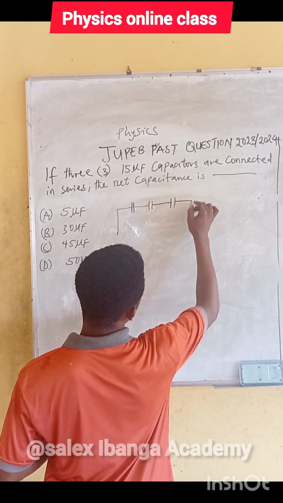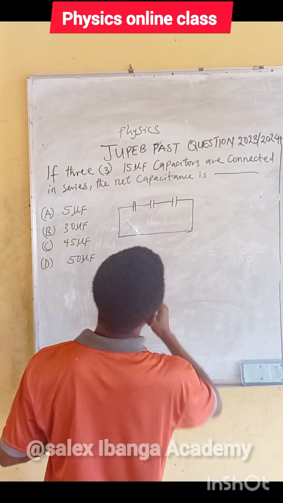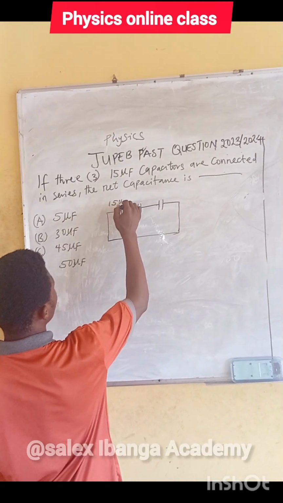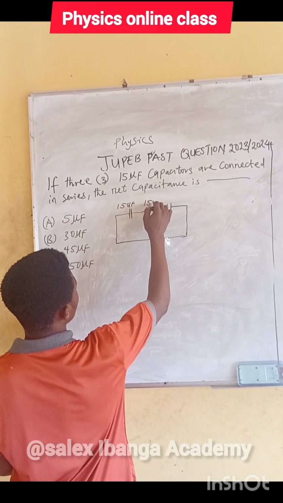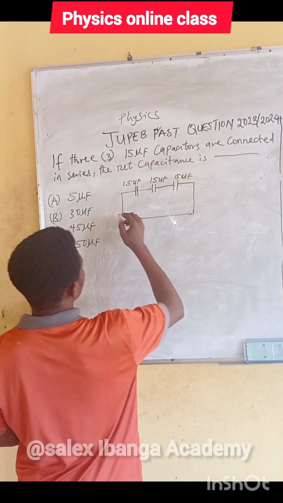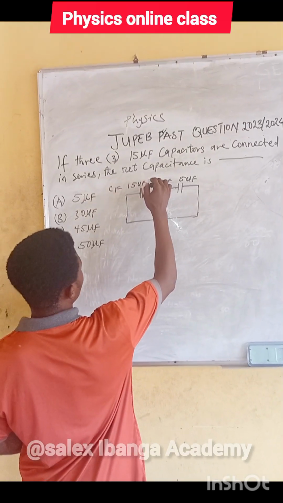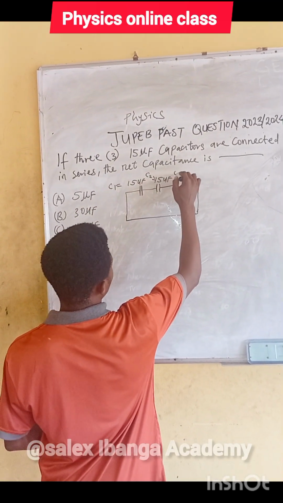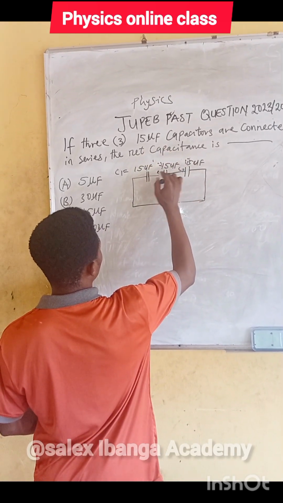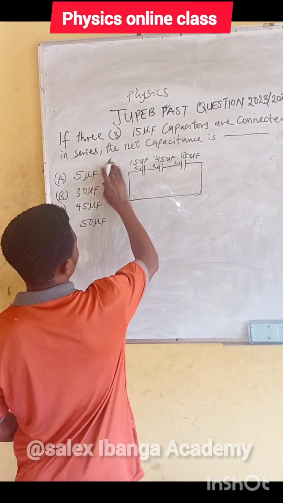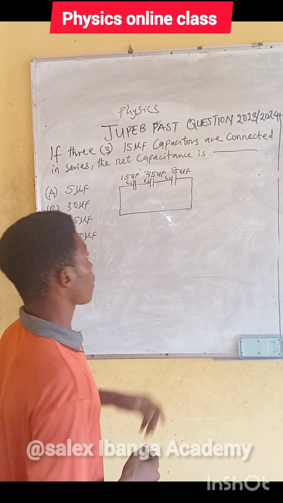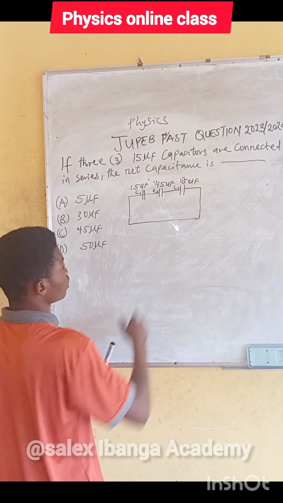This is a simple circuit, and because there is no voltage source given, here is 15 microfarad, that is C1 is 15, C2 is 15, then our C3 is also 15. Here is capacitor 3, here is capacitor 2, here is capacitor 1. There is no voltage in the equation, so the terminals must join together. This is a series connection.